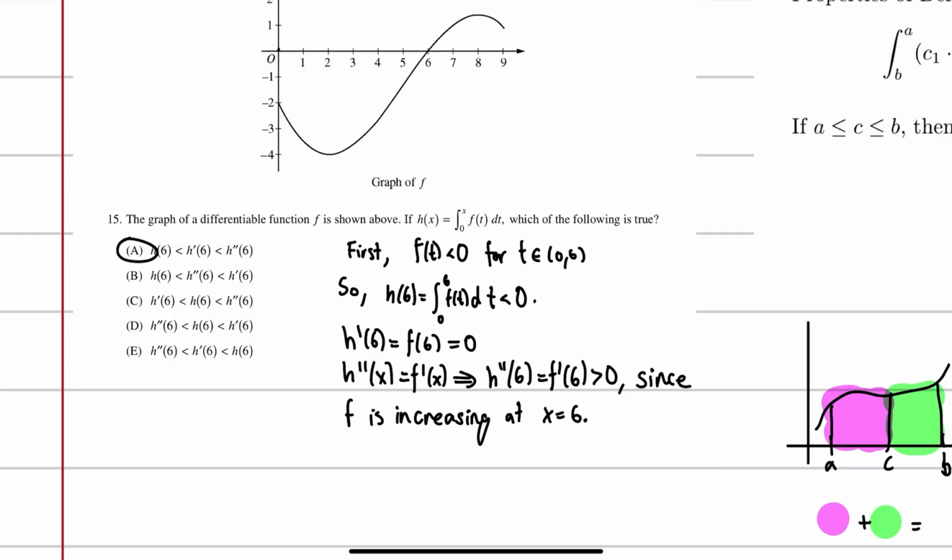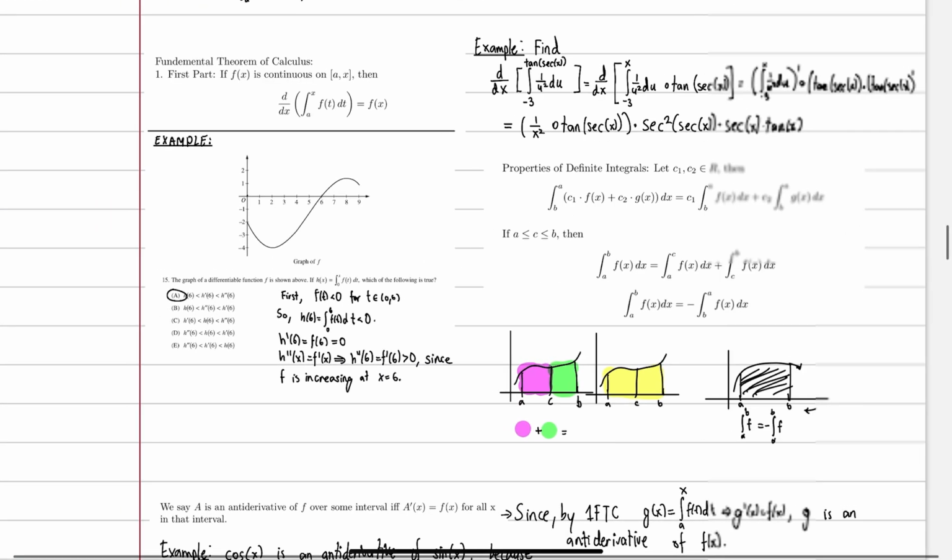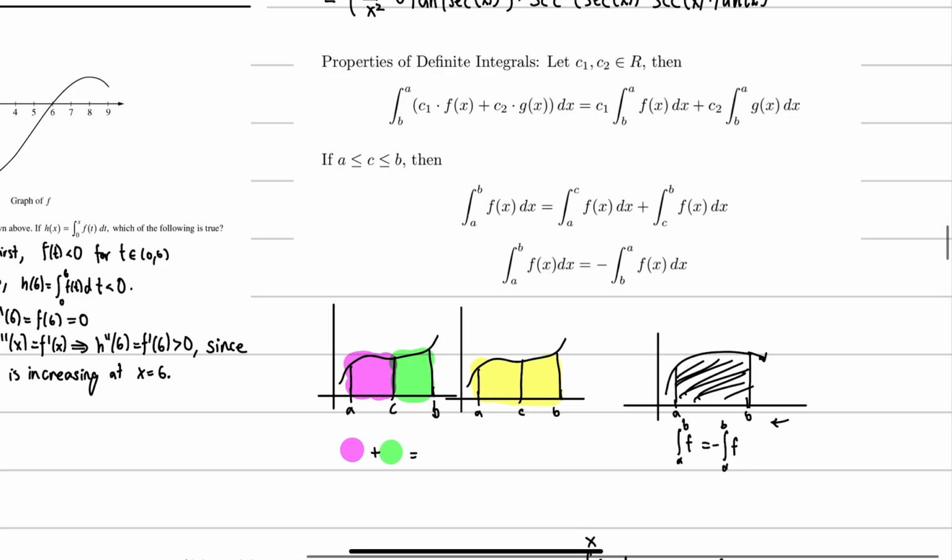What is h double prime? Well, h prime is f, so h double prime is f prime. And if we look at 6, the function looks increasing, right? It looks like it has a positive slope here, which is its derivative. So the derivative of f is positive. So we have h is negative, h prime is 0, and h double prime is positive. That's an easy A as our answer.